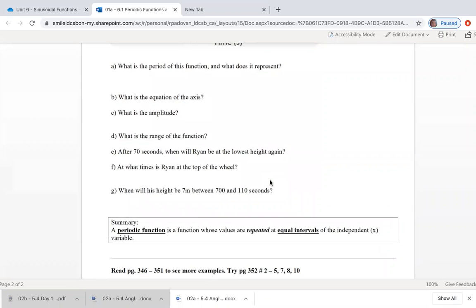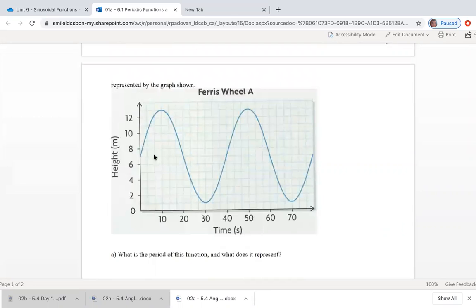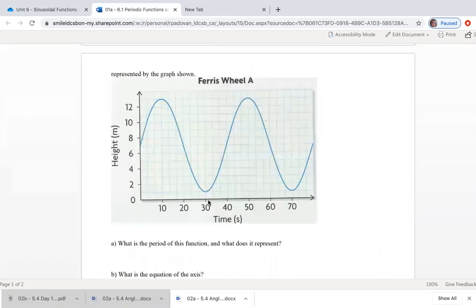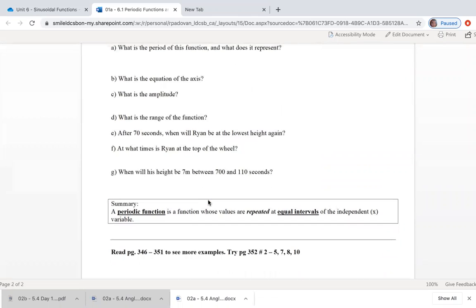So what is the range of the function? The range of the function is the y value. It's going as high as 13 and as low as 1. So to write that out, the range is R, equal to y belongs to the set of real numbers. It's a solid line, but such that y is greater than or equal to 1 and less than or equal to 13.